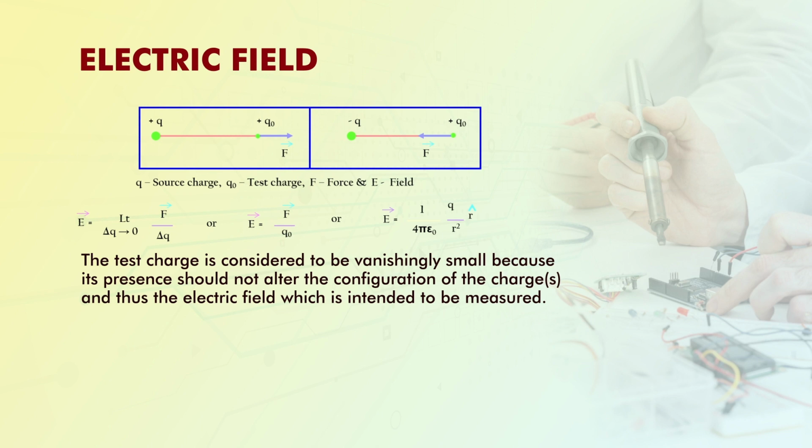Here in this figure, you can see that there is a source charge Q. Q0 is the test charge, F is the force and E is the electric field. We can say electric field E equals force divided by the test charge. It is also equal to 1 by 4 pi epsilon naught, Q upon R square, into R. So, there are a few points to be noted.